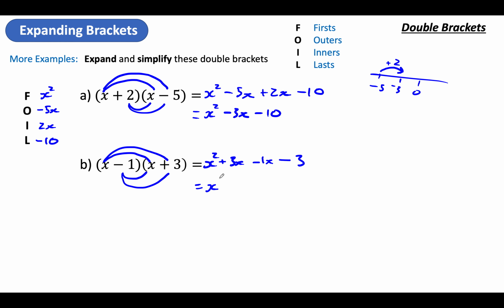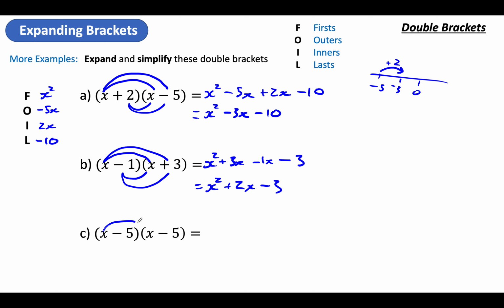Right, x squared. Now I've got 3x, take away 1x leaves, I think it's quite straightforward, isn't it? Leaves 2x. 3 take away 1 is 2, with the negative 3 on the end. Okay, one more example. Oh, look at this. We've got 2 negatives this time. But let's just stick to our rules. It'll go fine. All right, FOIL then.